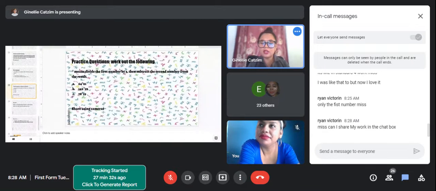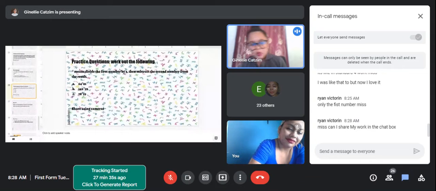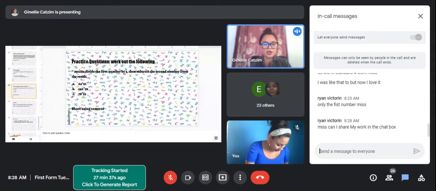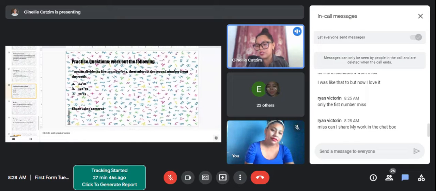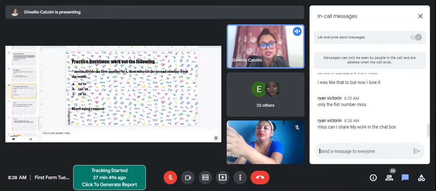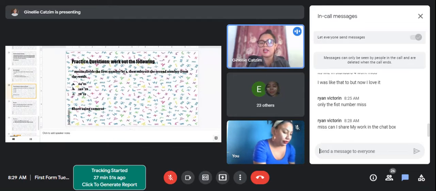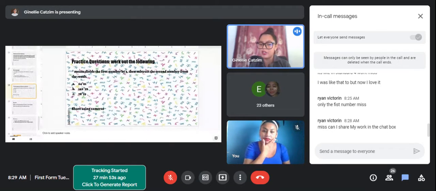Ryan, if you cannot turn on your camera and share your example with the class, because what we want you to do is not just share your answer, but to tell how you got it: I did this, and this is how I got my answer. That is what I want, right? So if you can share by using your camera, that is correct. But if you can't do that, that is also okay, right?